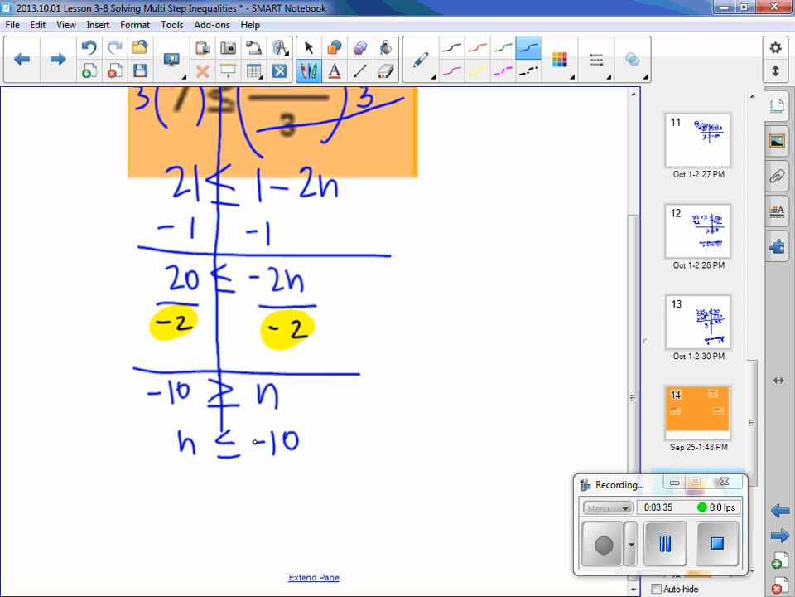Why do we flip it? Because if we hadn't flipped it the first time, when we take the mirror image, we would have n is greater than negative 10, which would be wrong. So that's why you have to flip it both times. So when I graph it, I have negative 10 with a closed circle, and I'll shade to the left, because we have a less than.